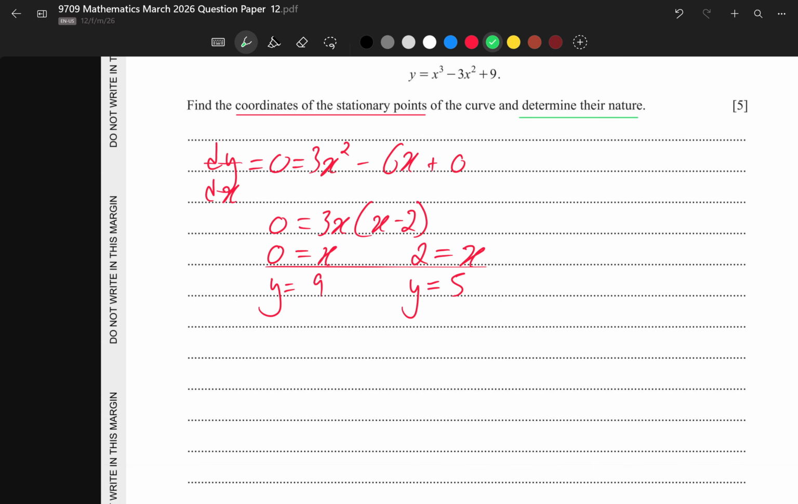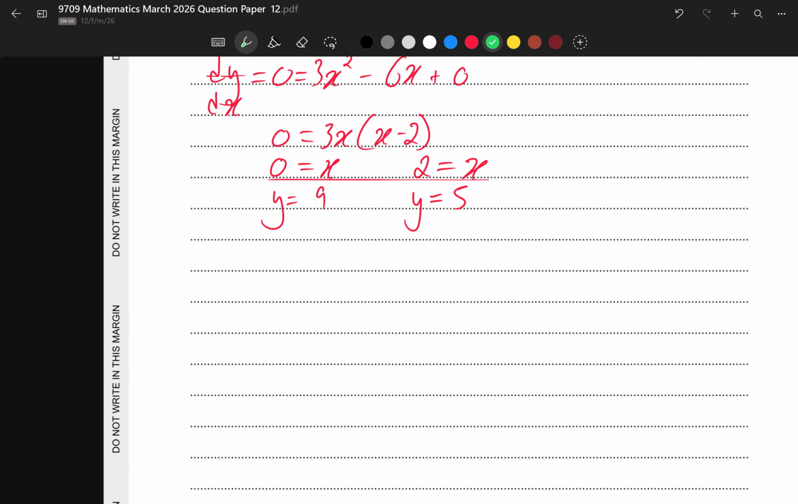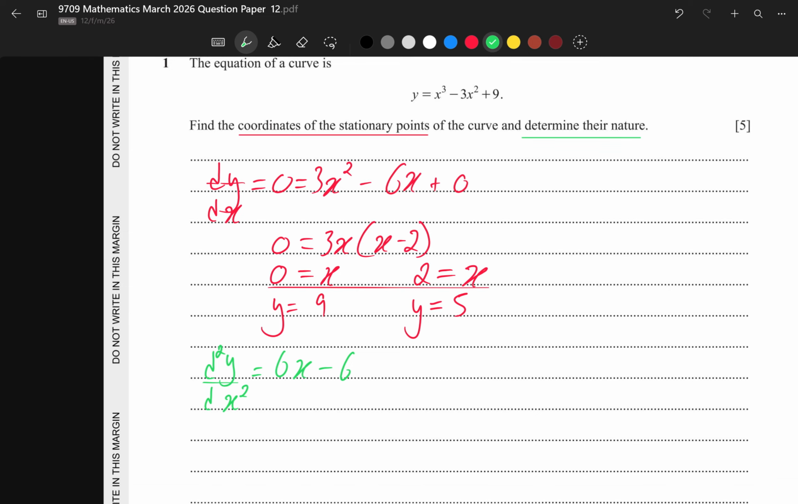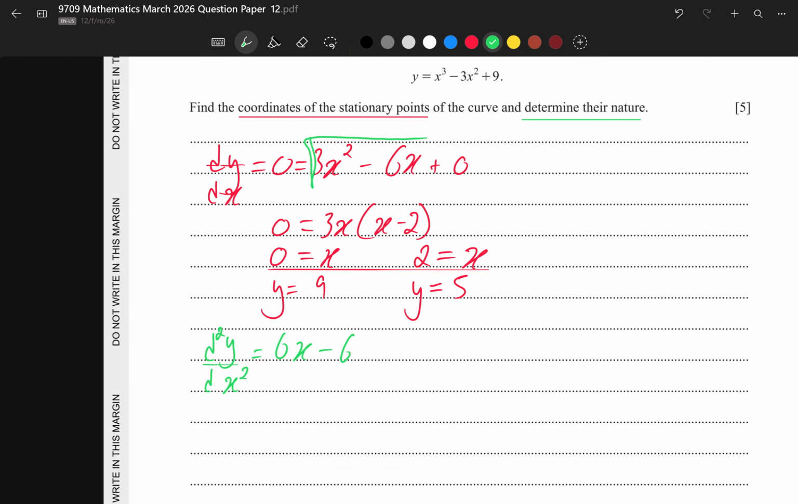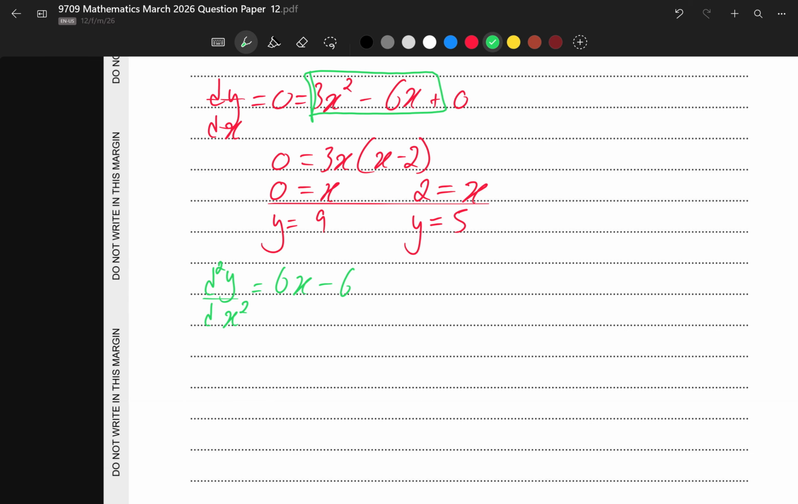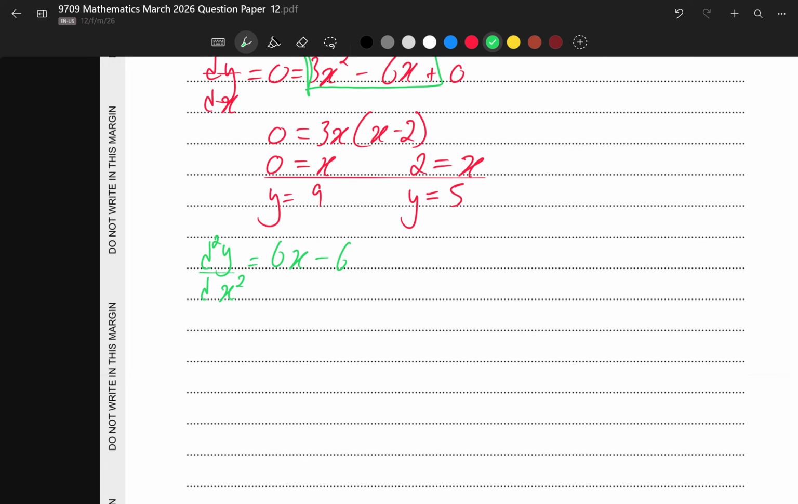The second step is to find their nature. So we'll find the second derivative, d squared y over dx squared, which is equal to 6x minus 6. We just took the derivative of the first derivative. Now we'll put the respective x into this, and if we get an answer which is greater than 0, that means that point is a minimum point. If we get an answer which is less than 0, that means that point is a maximum point.